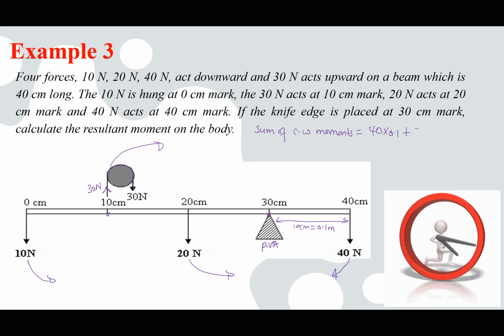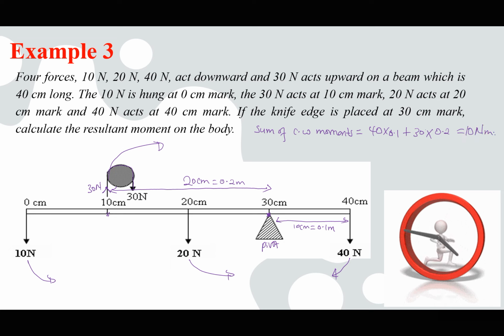We have 30 newtons again times the perpendicular distance, which is going to be this distance from here up to this point. So we have 30 minus 10, which is 20. So this distance is 20 centimeters, that is 0.2 meters. So this is going to be times 0.2 meters. So the sum of clockwise moments is going to be 40 times 0.1 plus 30 times 0.2.